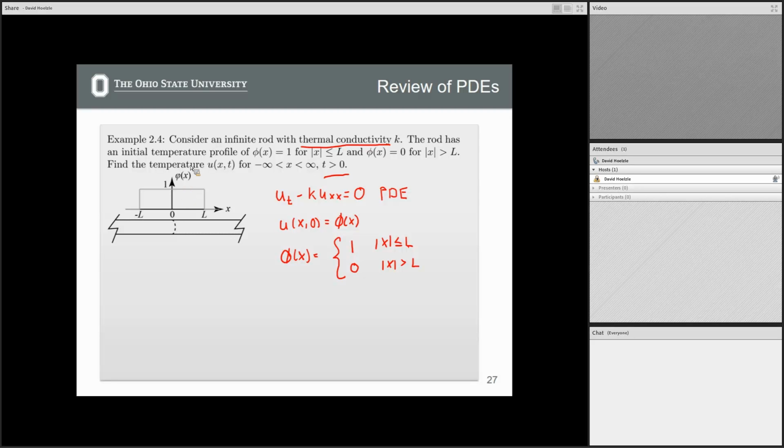Okay. So we have this temperature profile given here, and what we're trying to do is find the temperature u(x,t) for all x ranging from negative infinity to infinity. For this infinite rod, we want to know the temperature at every position along the rod, and for all time greater than or equal to 0.